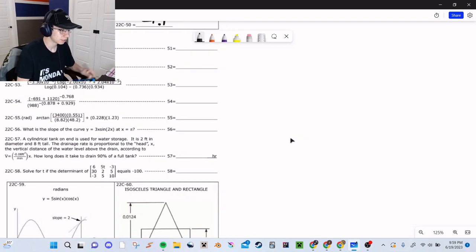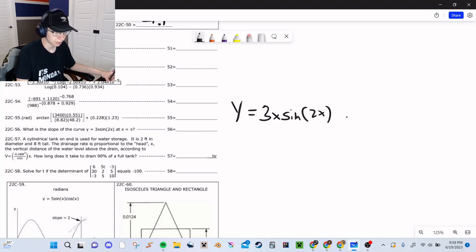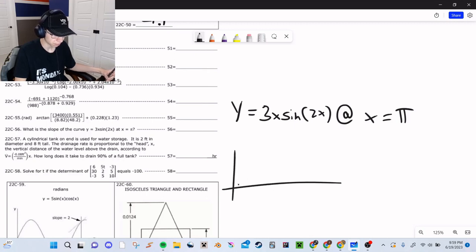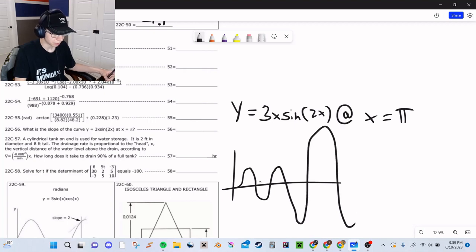Okay, so 56. What is the slope of the curve y equals 3x times sine of 2x at x equals pi? So this is a bit of calculus. We have this graph, looks something like this, and where x equals pi, we want to find what the slope is at this tangent point, the tangent line.